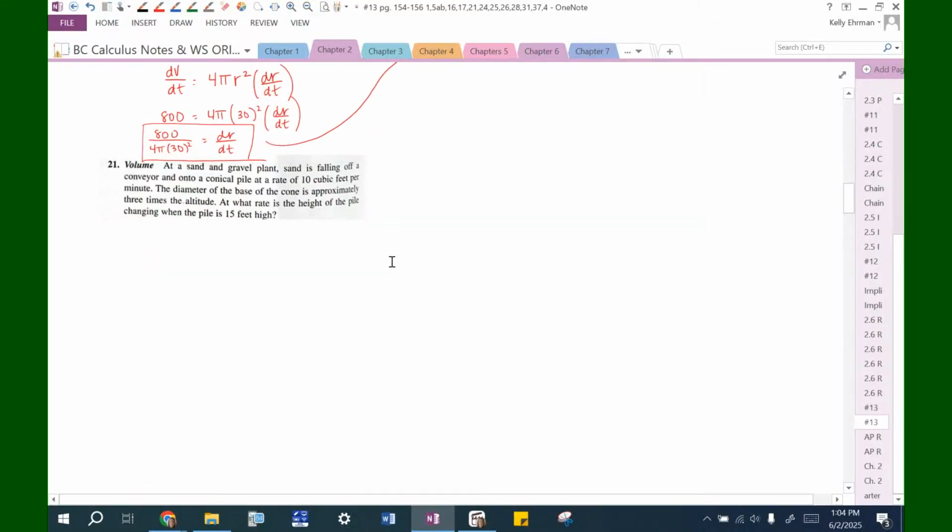All right, number 21. At a sand and gravel plant, sand is falling off a conveyor and onto a conical pile at a rate of 10 cubic feet per minute. The diameter of the base of the cone is approximately 3 times the altitude. So I need to draw this.